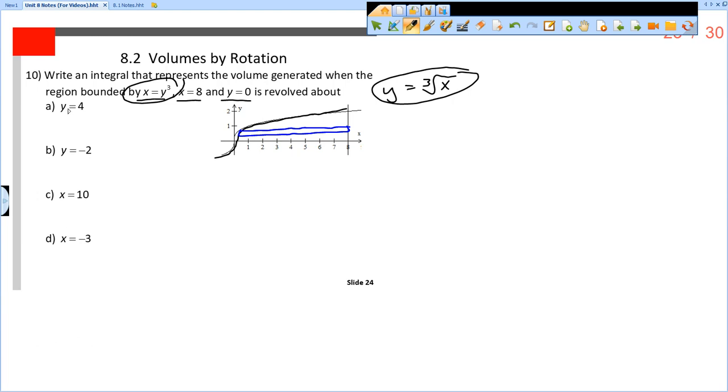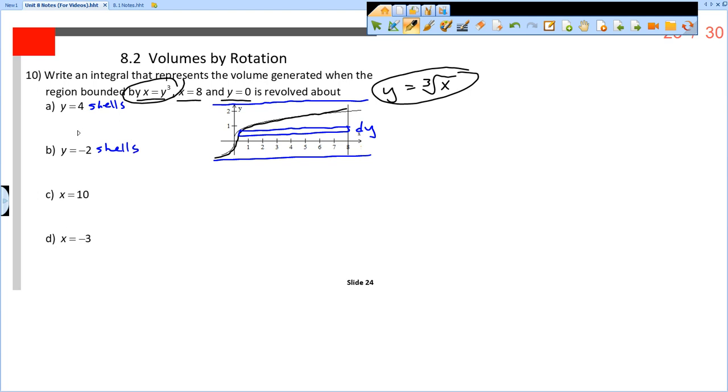Now, I have going around y equals 4, so let's start with that. Y equals 4 would be above my region here, and so that's going to be parallel to the dy. Parallel means use shells, so I'm going to write shells. Y equals -2 is down here once again. That is parallel, and so we're going to use shells.